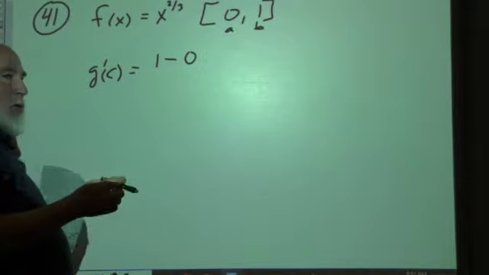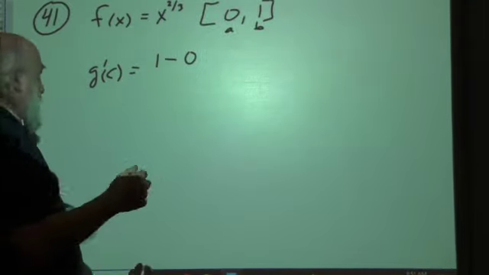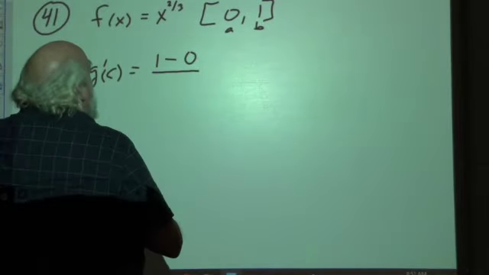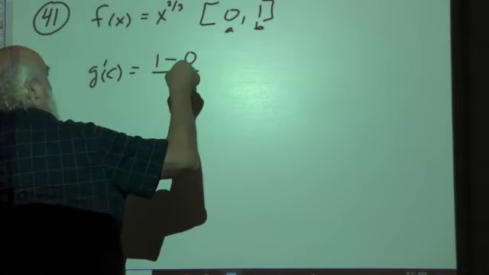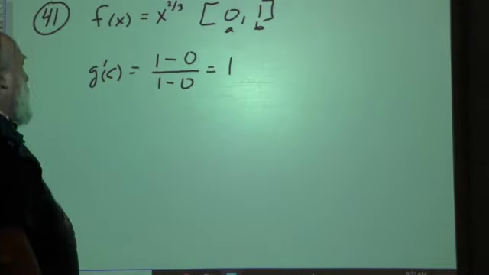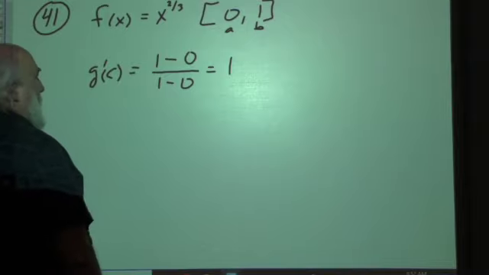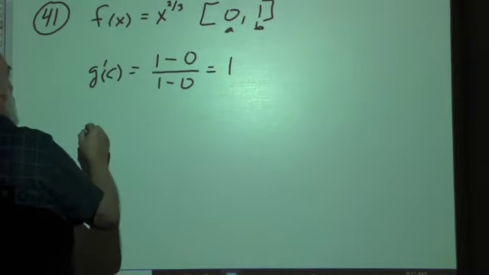Except 0 to the 0 power is 1. Everything else is 0, but that's 1. Anyway. Then we go b minus a, which is 1 minus 0, so this is positive 1 for the slope of the tangent at c. So now we do the same thing with that.